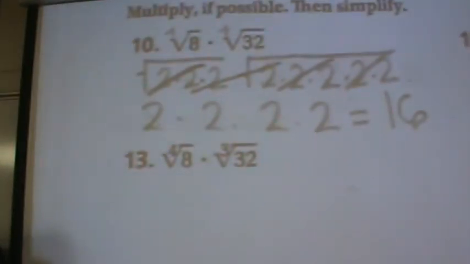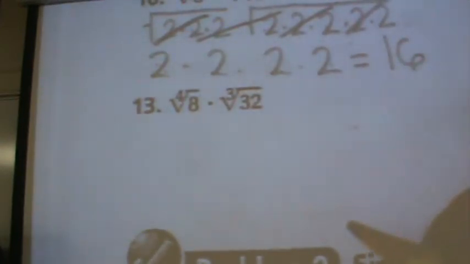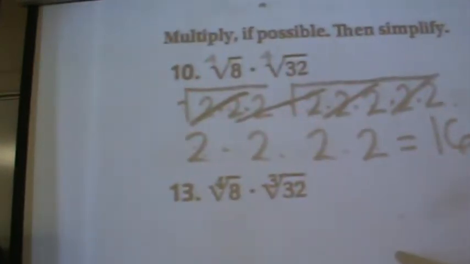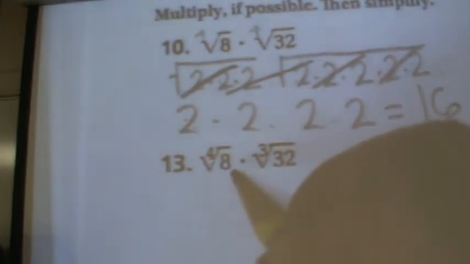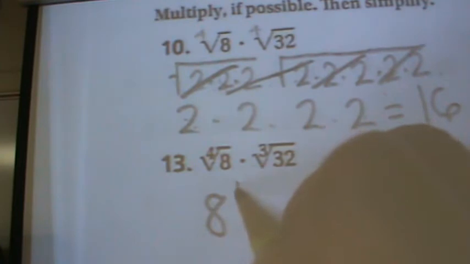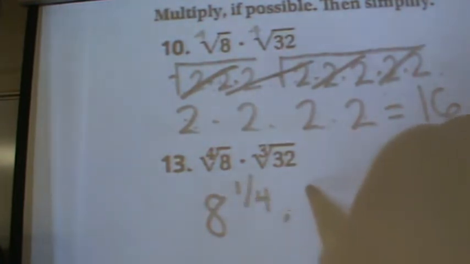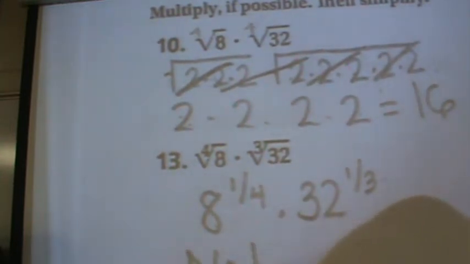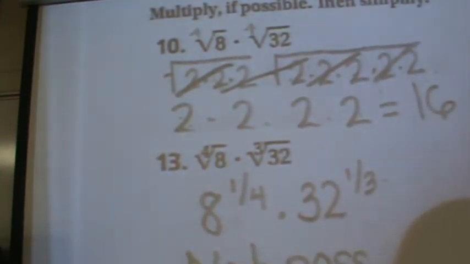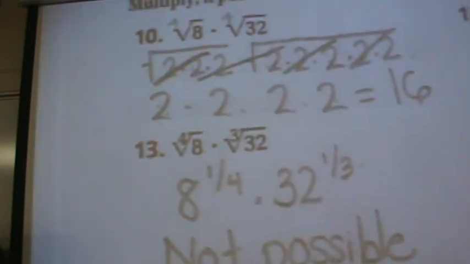Okay, check out number 13. It's not possible. Good job. Why is it not possible? The index is the same. Good job. This is 8 to the 1/4 power times 32 to the 1/3 power. These bases are not the same. Not possible. Can't do this one.